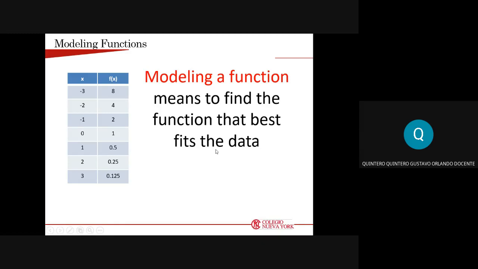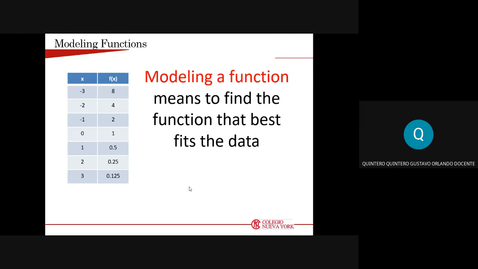So let's begin with what it means to model a function. Here it is. Modeling a function means to find the function that best fits the data. That is the idea behind modeling. Find an equation for all of this data. That's it, guys. Finding an equation that best fits all of this data. All right?